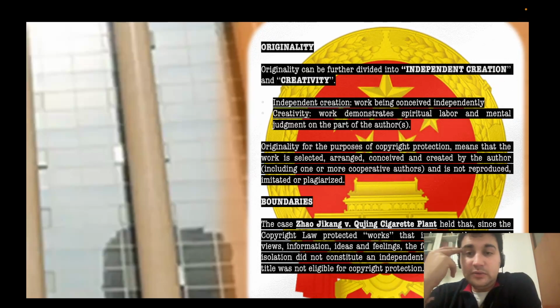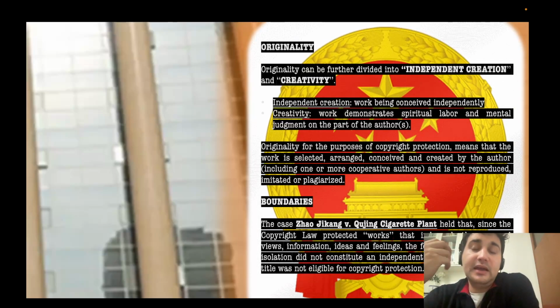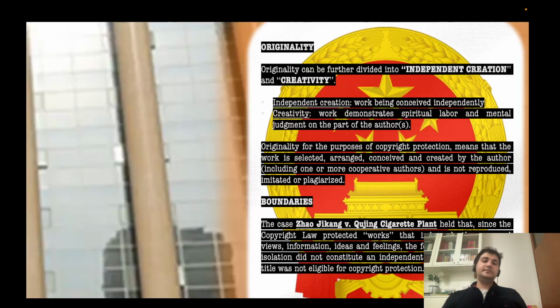Independent creation means that the work is being conceived independently, while creativity means that the work demonstrates spiritual labor and a mental judgment of the author. You see how much in the US we have much more an independent creation approach, okay?